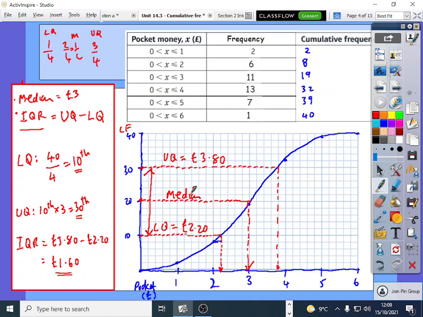Now sometimes this is represented in a box plot. I'm going to talk about that a bit later, but just to give you an idea, sometimes you can represent cumulative frequency as a box plot. That's the lower quartile, there's my median, and there's my upper quartile. We draw a box around here, and then we look for the lowest pocket money, which was almost 0, and the highest value here was £6. Then we connect the line up.